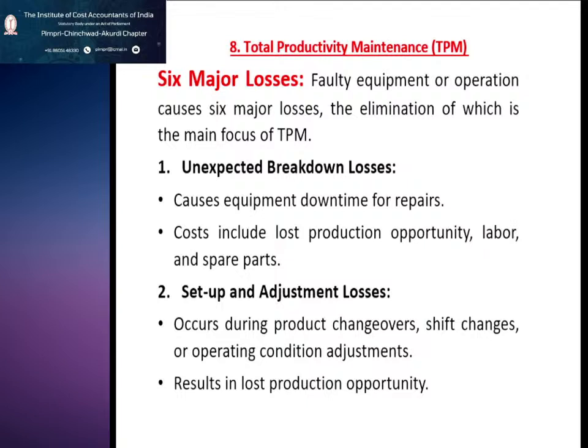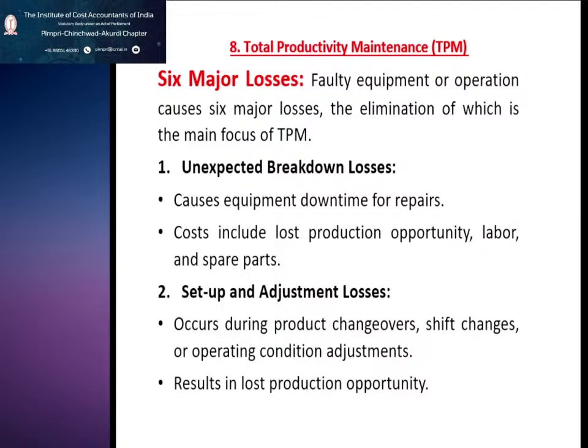So if there is a product changeover on the same machine, or a different kind of product is to be produced, then maybe some kind of adjustments are required to be made in the machine, and to that extent the setup and adjustment losses might have to be incurred by the organization, which are getting addressed by following the total productivity maintenance model. So setup and adjustment losses occur during product changeovers, shift changes and operating condition adjustments.